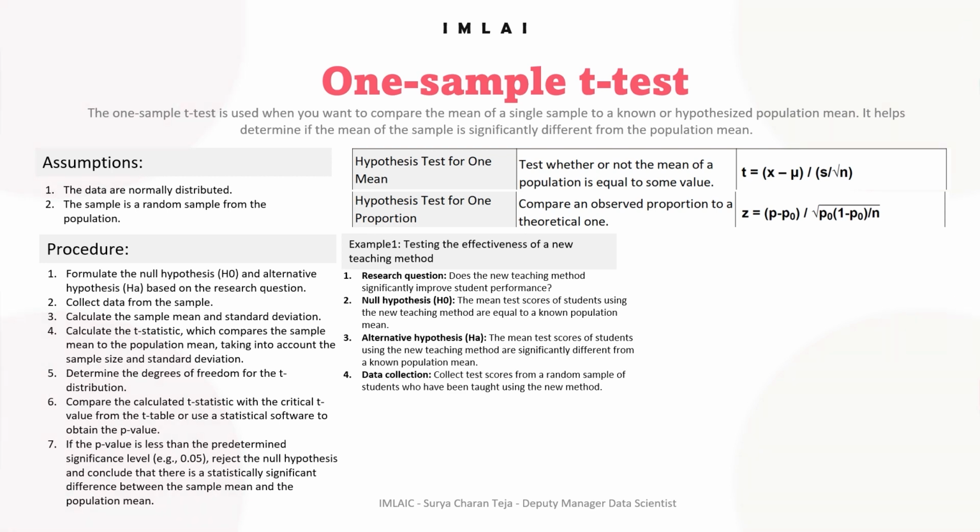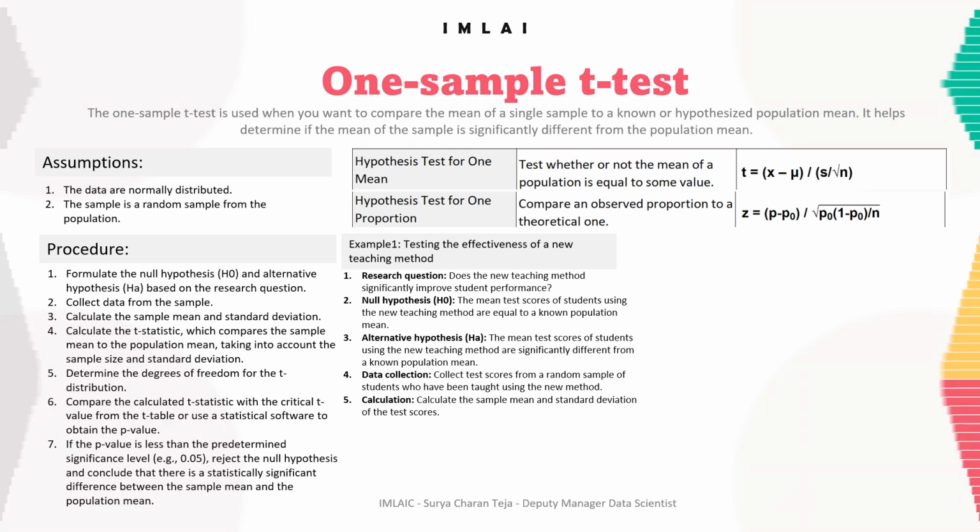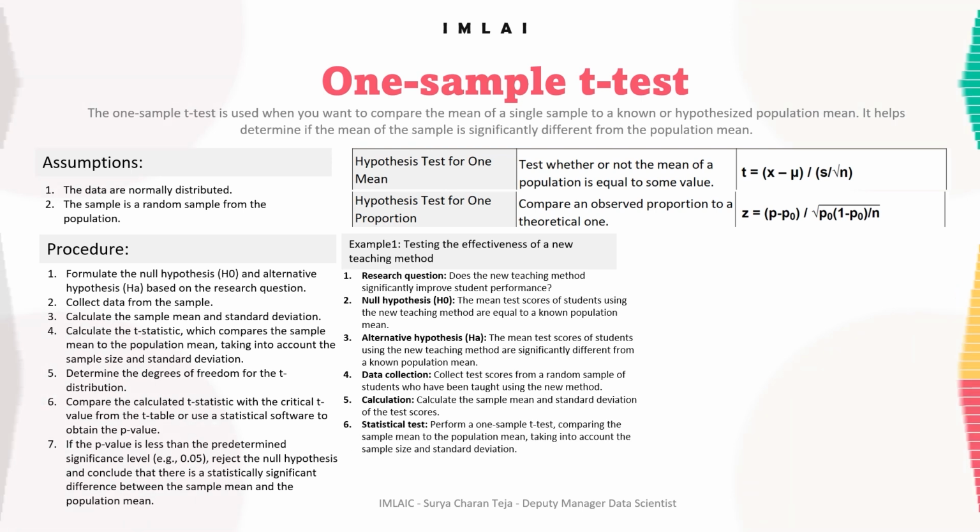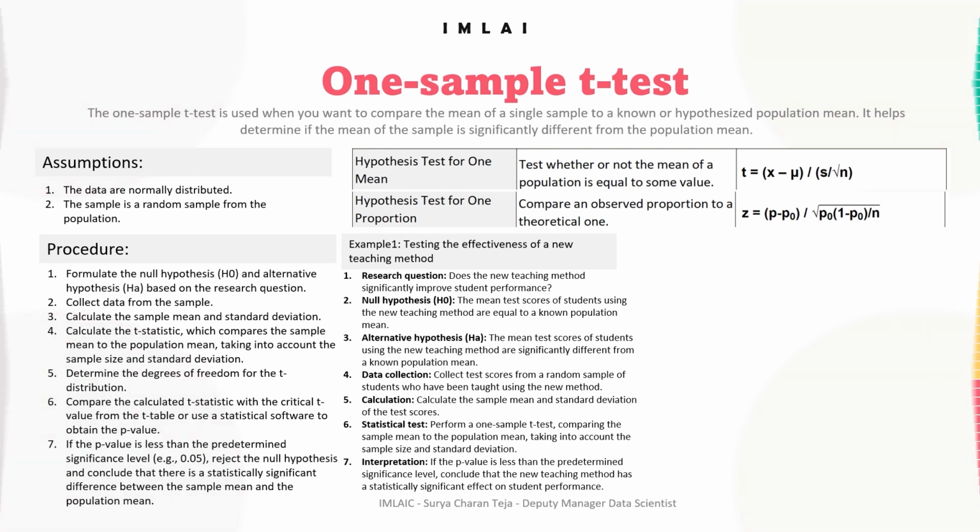For data collection, collect test scores from a random sample of students who have been taught using the new method. Calculate the sample mean and the standard deviation of test scores. Then perform a one sample t-test comparing the sample mean to the population mean, taking into account the sample size and standard deviation. For interpretation, if the p value is less than the predetermined significance level, conclude that the new teaching method has a statistically significant effect on student performance.